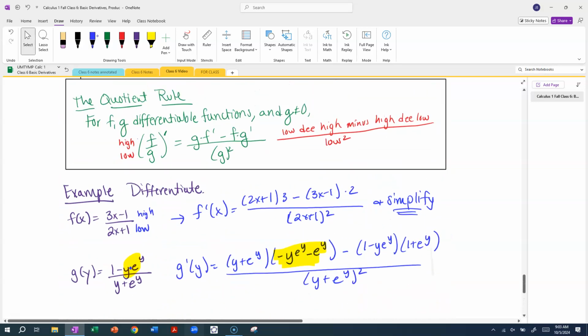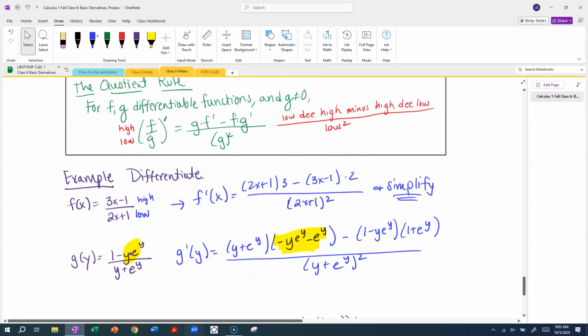The point of this video was the quotient rule: low d high minus high d low all over low squared, or if you want to remember the g's and f's, that is perfectly okay too. So this is going to complete our introduction to basic derivative rules and shortcuts. You're welcome to use these at any point now. Have fun.